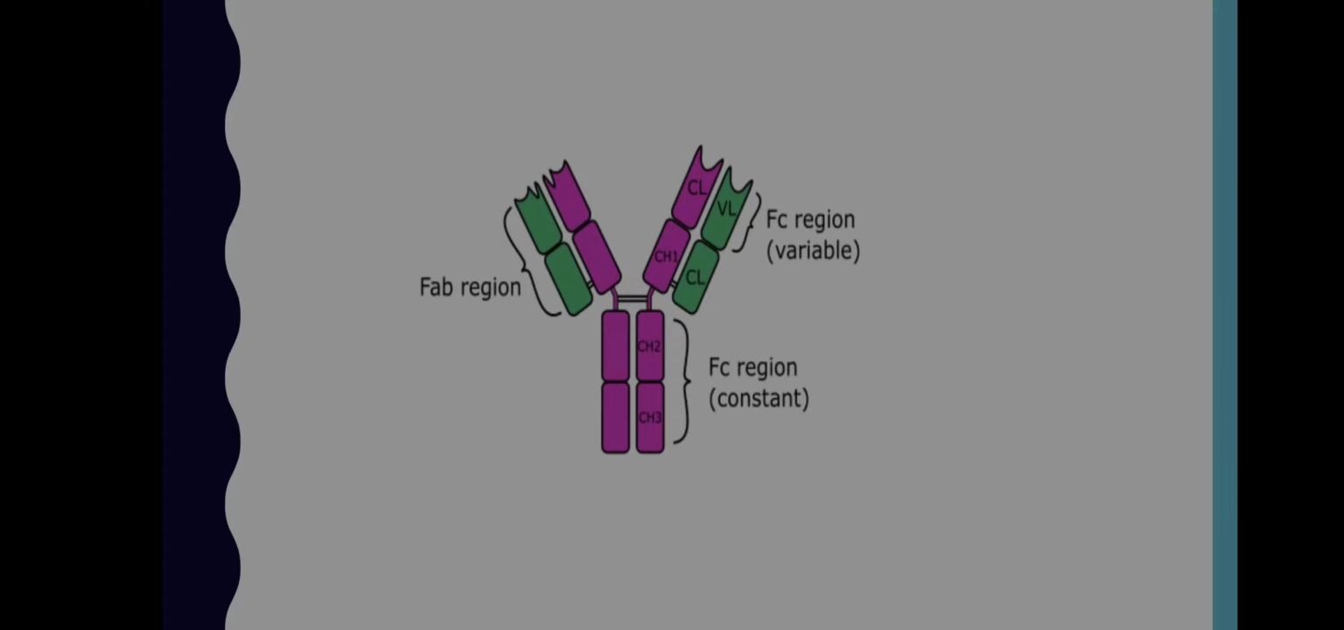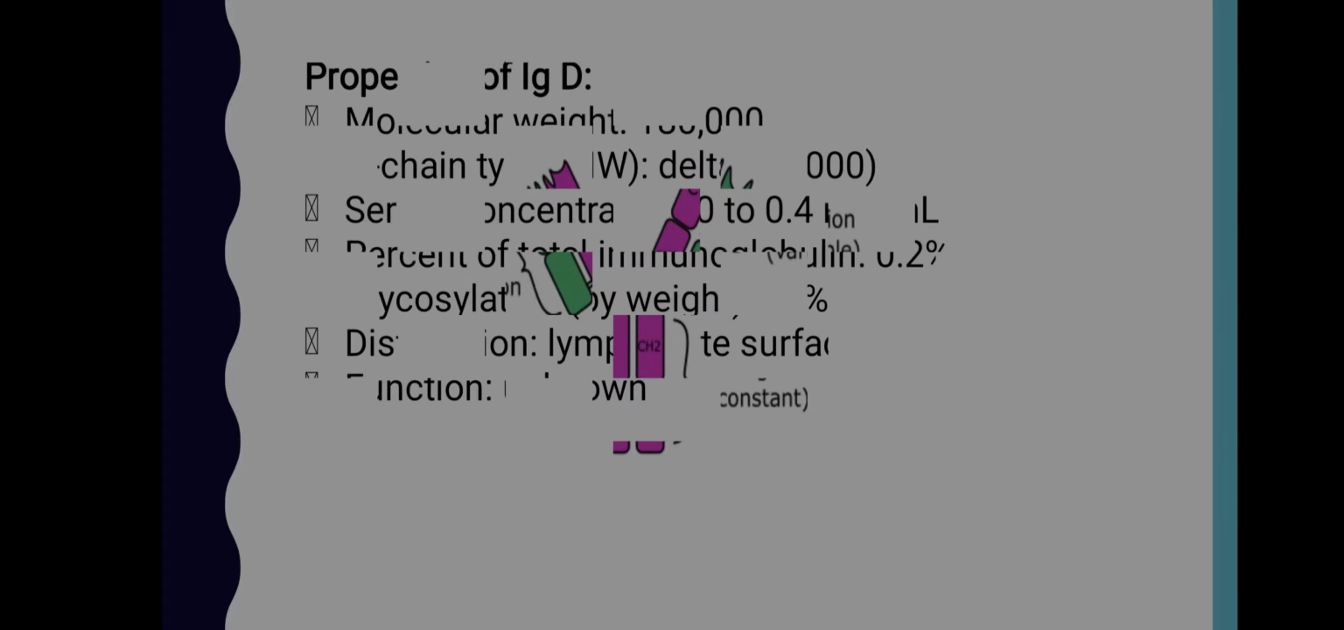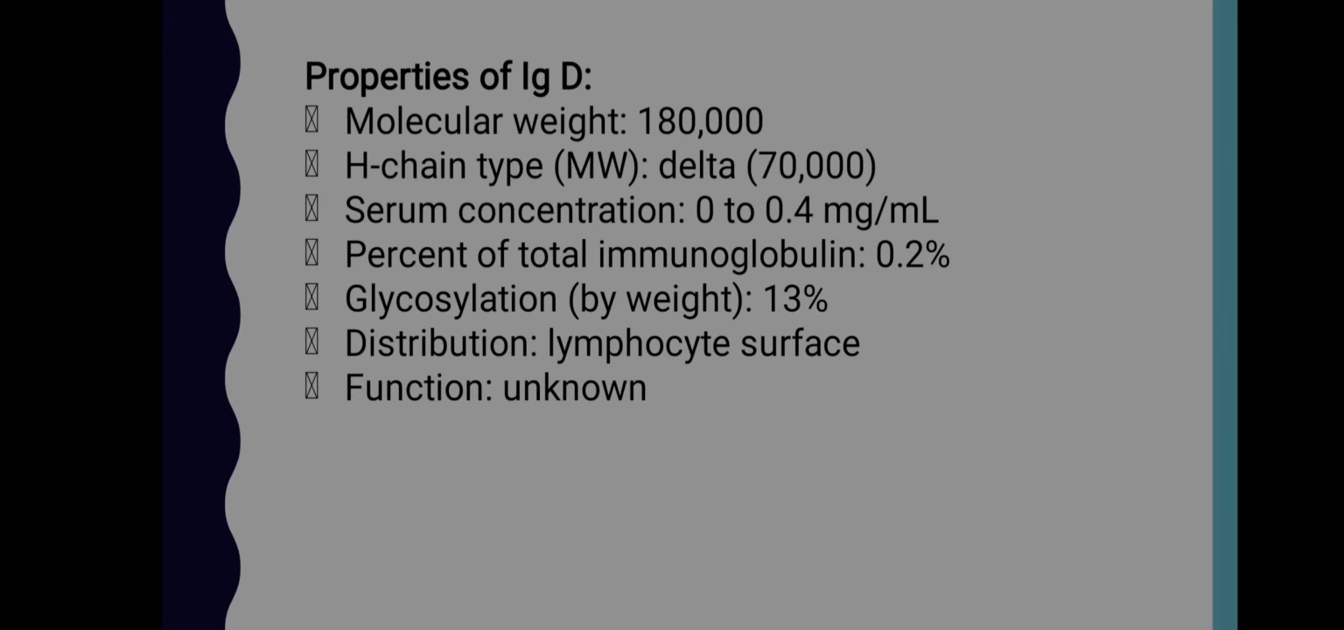This is the structure of IgD. Molecular weight is 180 kilodalton and the heavy chain type is delta. Serum concentration is 0.4 mg per ml. Percentage of total immunoglobulin is 0.2%. Glycosylation by weight is 13%. Distribution is lymphocyte surface and function is still unknown.